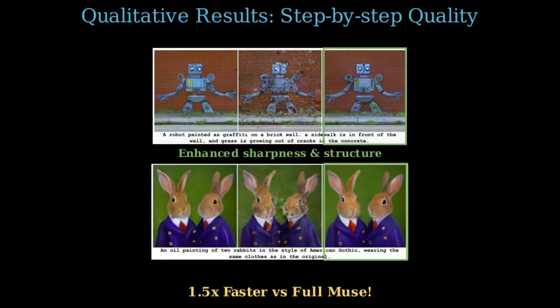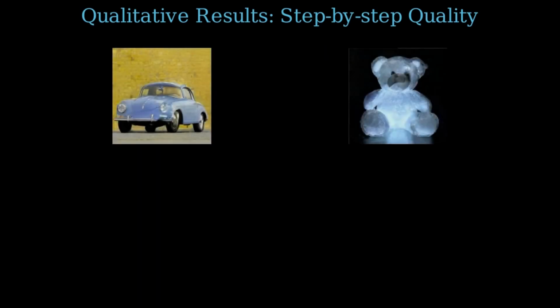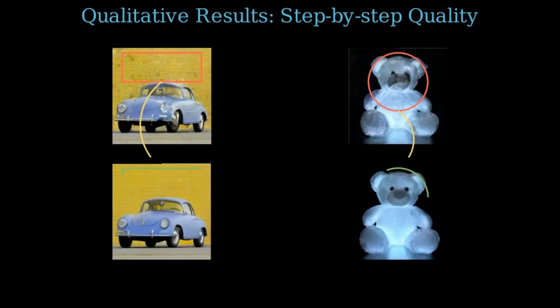And here is the most impressive part. It achieves this stunning level of detail while still being 1.5 times faster than the full uncompressed Muse model. We are getting the best of both worlds. Unprecedented speed, without compromising an ounce of visual quality. We observe the exact same pattern when dealing with highly structured geometric shapes or complex lighting scenarios. Take a look at this vintage Porsche and the illuminated teddy bear. While the baseline model struggles, creating wavy, broken brick walls and fuzzy ghosting artifacts around the bear's edges, Markov Gen easily corrects these issues, delivering crisp, flawless images that look completely natural.